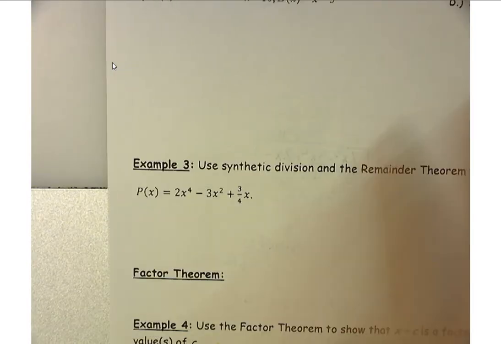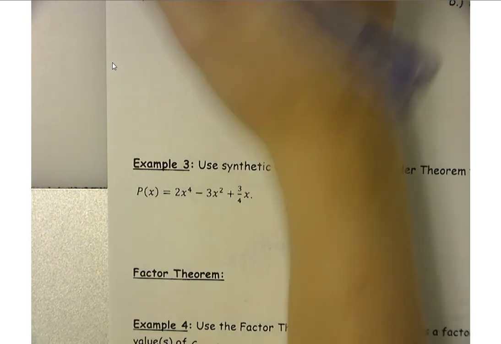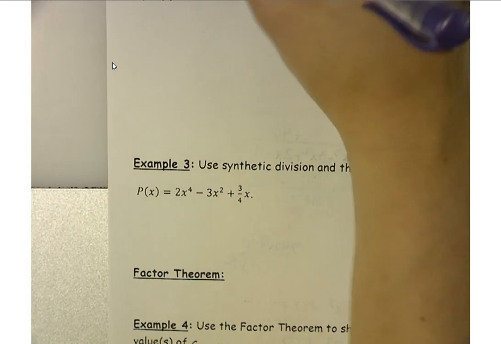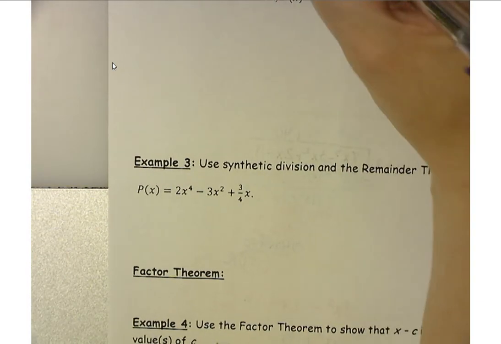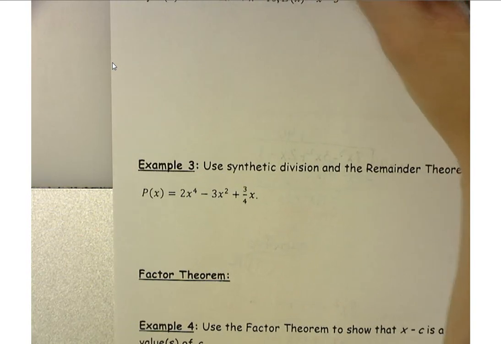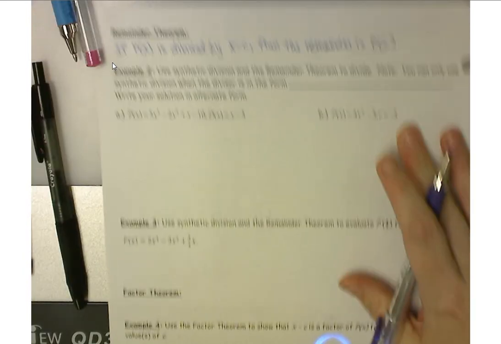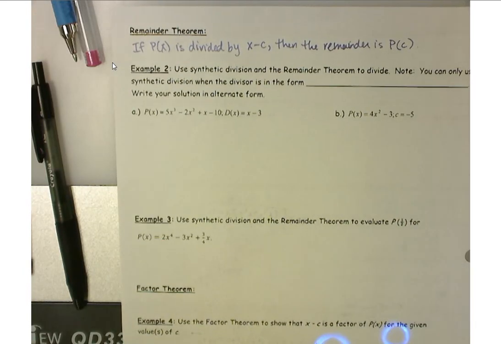Okay, so I'm going to give you the remainder theorem, and then we are going to talk about what it means. So the remainder theorem tells us if p of x is divided by x minus c, then the remainder is p of c. Makes perfect sense, right? If p of x is divided by x minus c, then the remainder is p of c. You guys got all that? You know what that means?